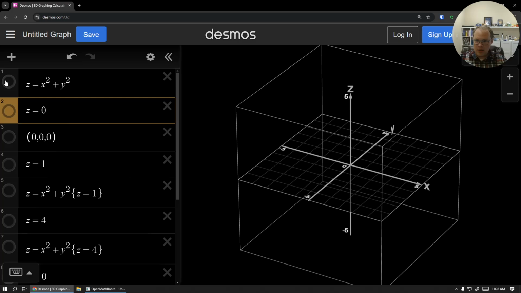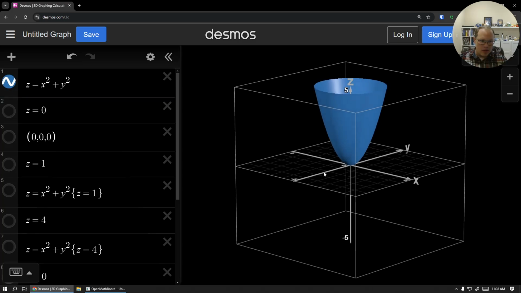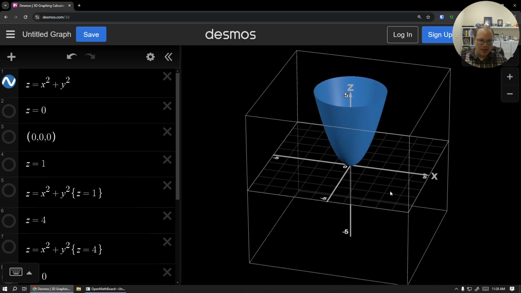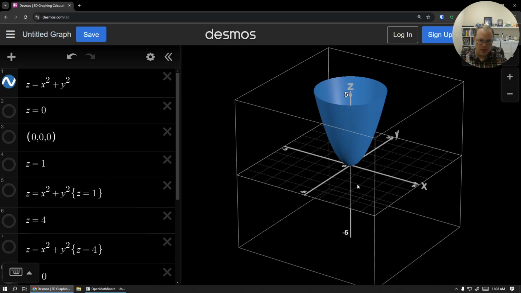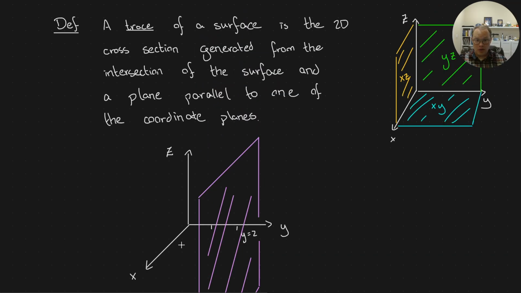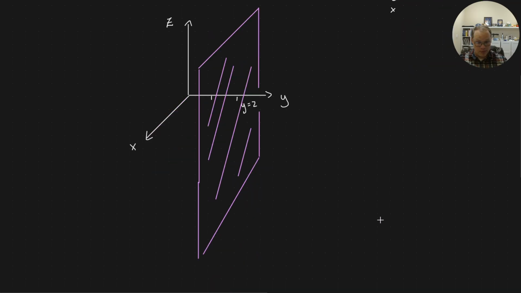Okay, let's take a look at an example to get this concrete in our mind. Let's look at the function z equals x squared plus y squared. I'm going to show you what this is beforehand so you have an idea. It's a paraboloid. So what we're going to do is take some cross sections of this by intersecting it with planes parallel to the coordinate planes.